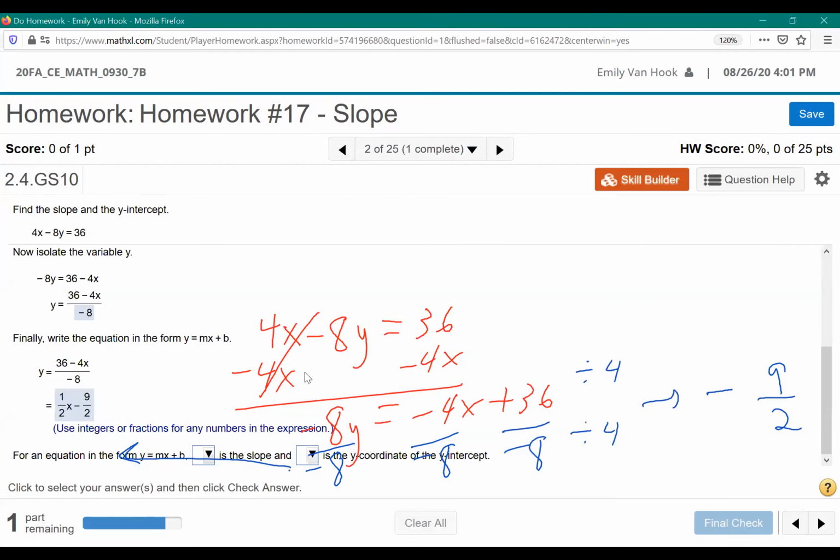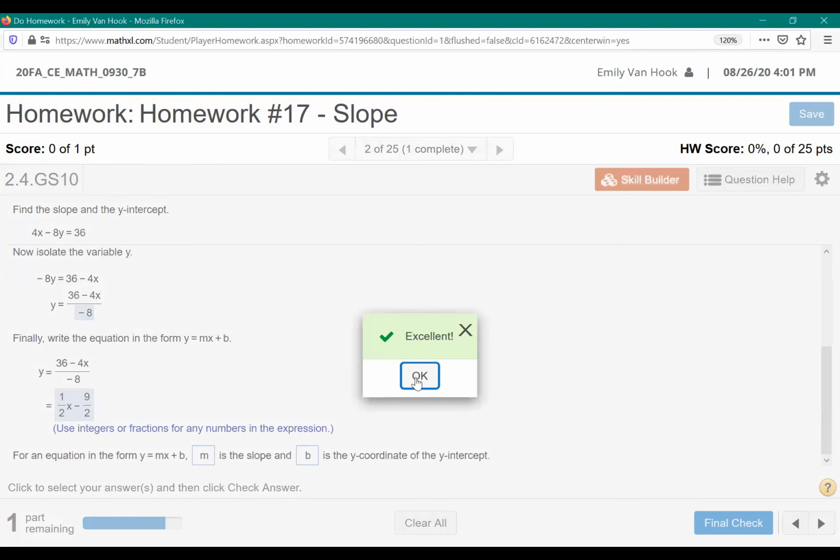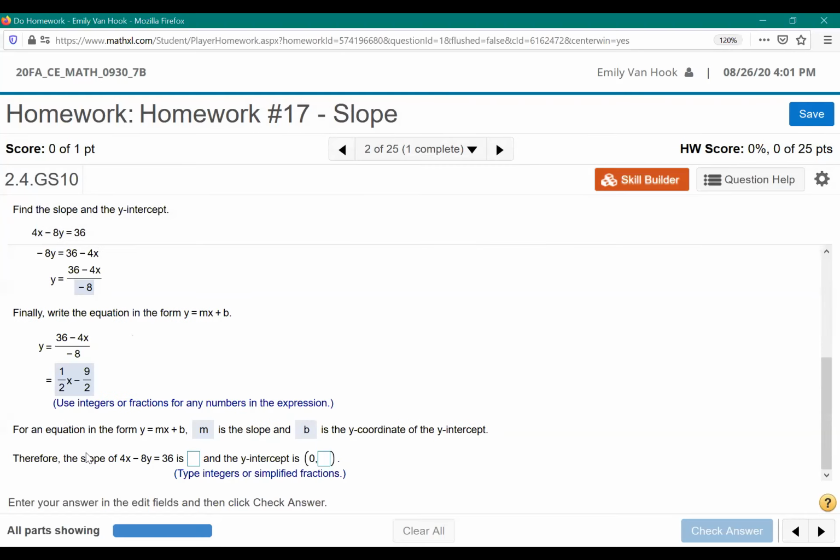Okay, good. So now that we have that rearranged, we should be able to identify the slope and the y-intercept. So the next part says for an equation in the form y equals mx plus b, m is the slope and b is the y-coordinate of the y-intercept. So it's just making sure you know what m and b stand for. Therefore, the slope of the equation is, okay, so remember what our equation was.